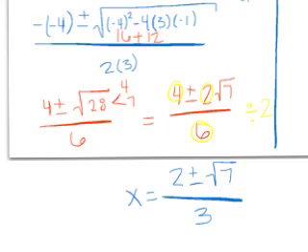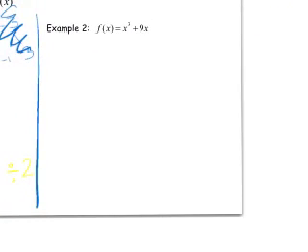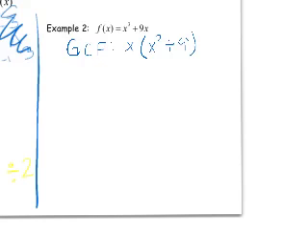All right, so let's go on to example 2. x cubed plus 9x. If I have x cubed plus 9x, can I apply the quadratic formula to a cubic function? No, but what can I do with this before I start? Greatest common factor. You should always look for a greatest common factor. So I'm going to factor the greatest common factor, x, out, and I have x squared plus 9 left over.